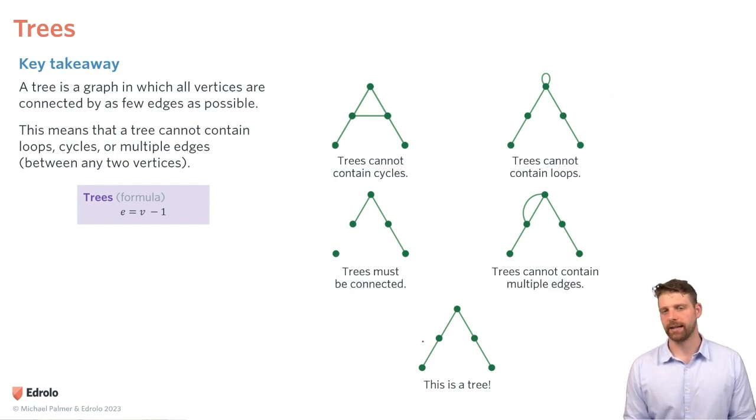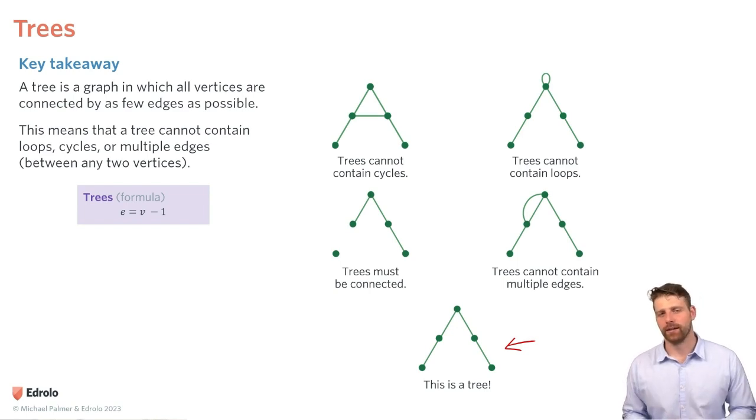We need trees to be connected. So all vertices must be connected to an edge. And we can see that there's a disconnect here in this part of the graph. So that's not a tree either. In this fourth picture, we've got a multiple edge between two vertices. So these two here, there's two edges. We can't have that if the graph's going to be a tree. So that one's not a tree. So the only picture here that is a tree is this one. All right, so that's a tree.